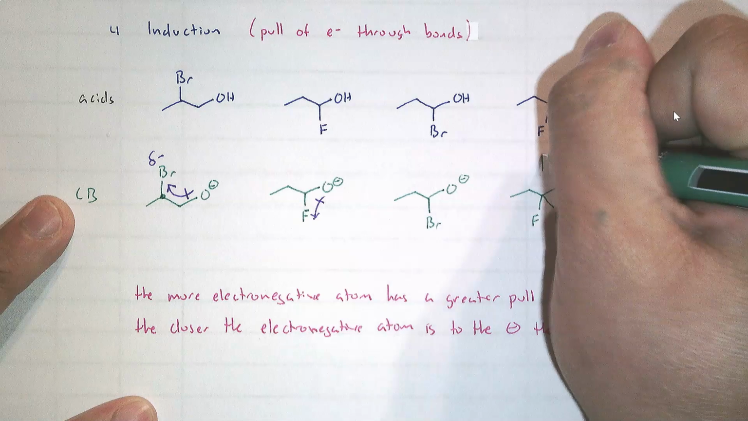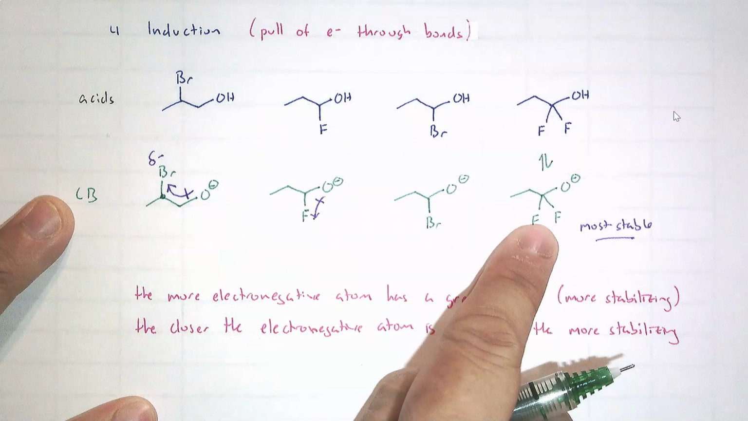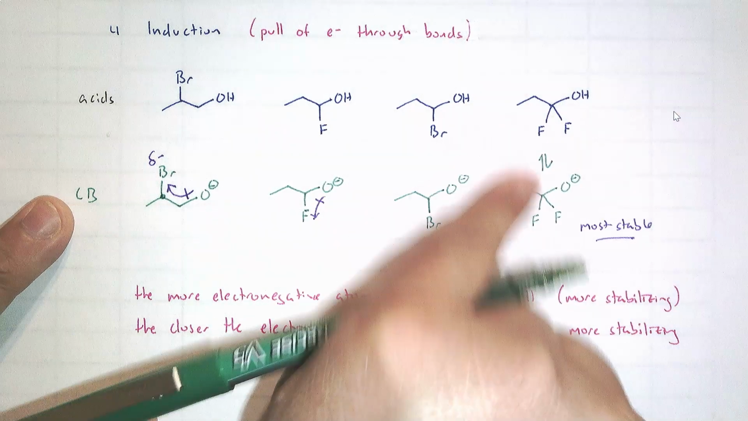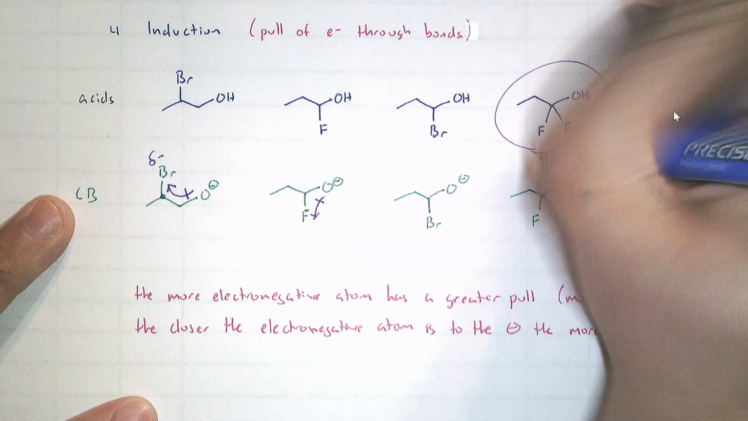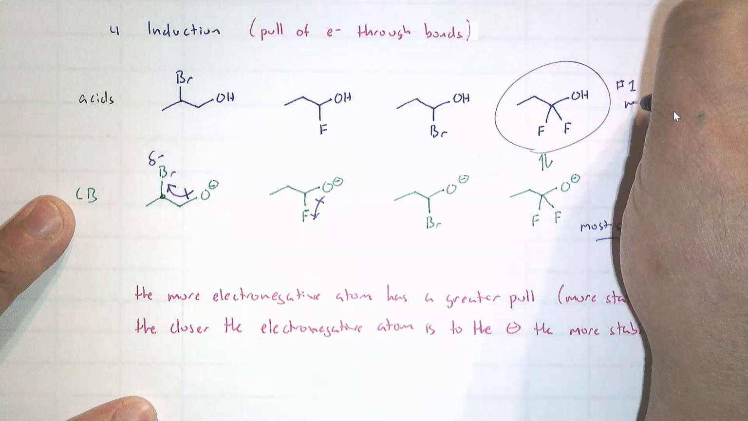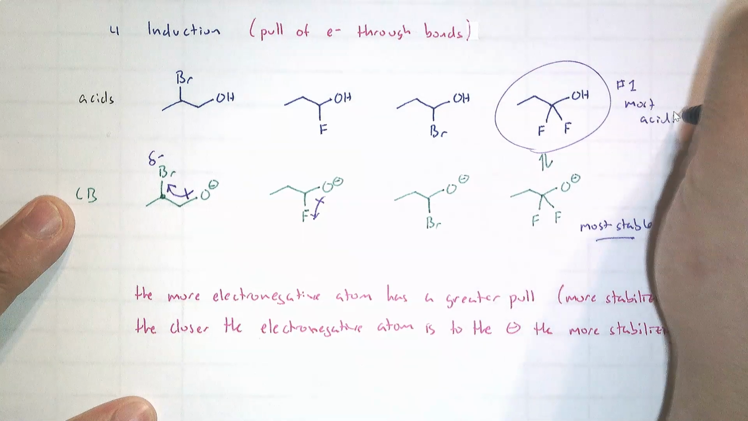Right? It's an equilibrium, and this is more stable, or the most stable. It wants to lose its proton relative to the other acids. This is number one. This is the most acidic.